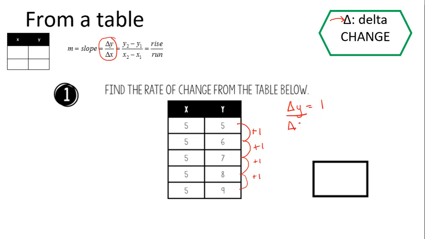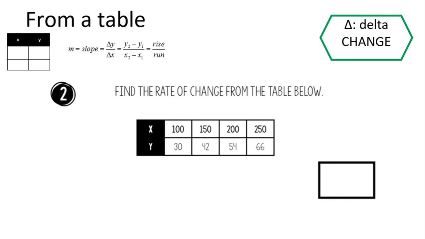And that's over my change of x, which is equal to 0, because these right here are not changing. If you see this, you have to be careful because you cannot divide by 0. We can't divide by 0. So that means that our slope is going to be undefined. That's what we call that.